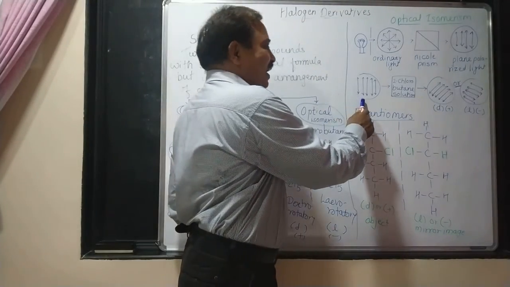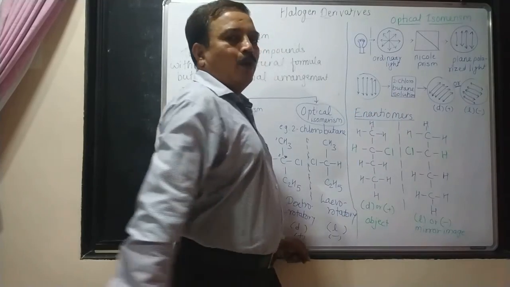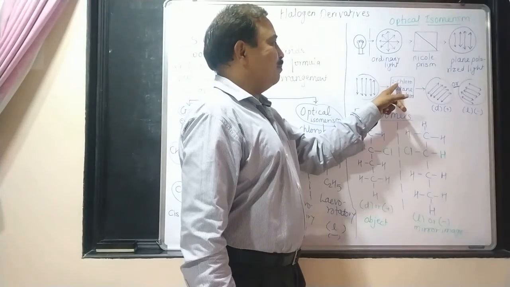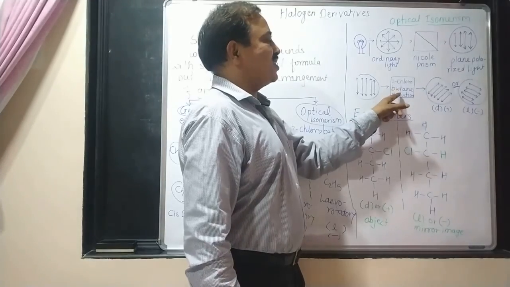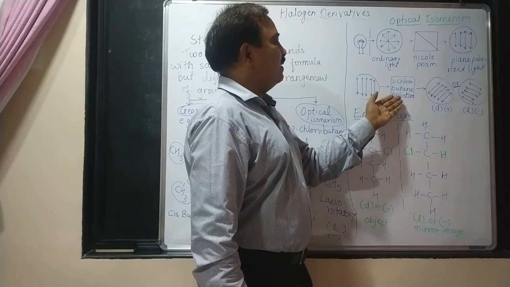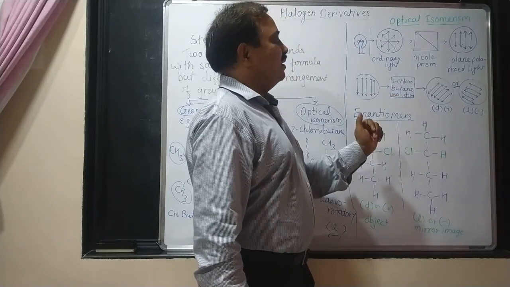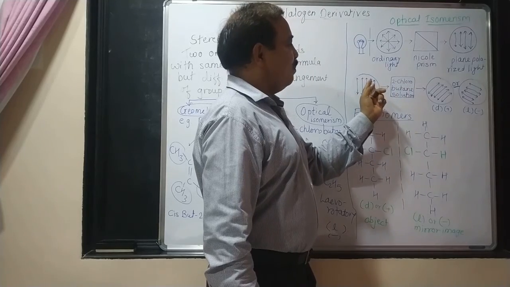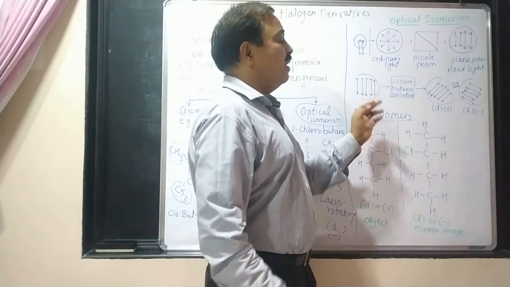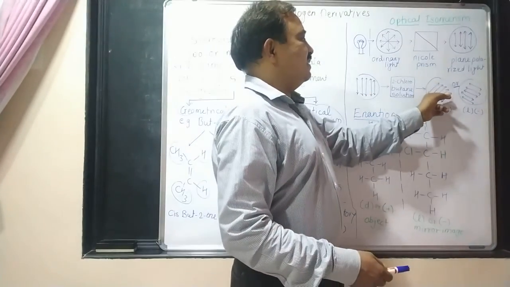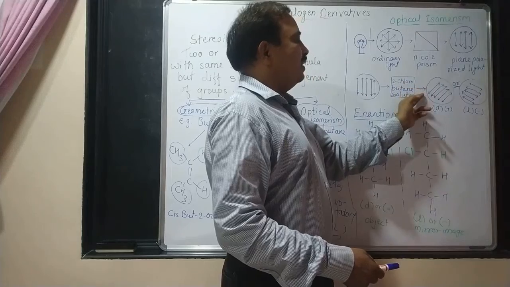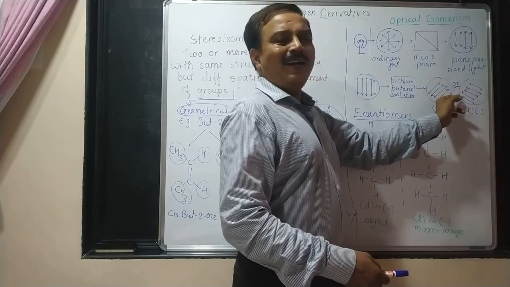Now, this plane polarized light is passed through a polarimeter, in which an optically active compound is taken. Here, for example, I have taken a 2-chlorobutane solution in this container. When this plane polarized light passes through this organic compound, the rotation of the plane polarized light can be observed. The plane will be rotated either to the right or to the left, that is, in a clockwise direction or in an anti-clockwise direction.